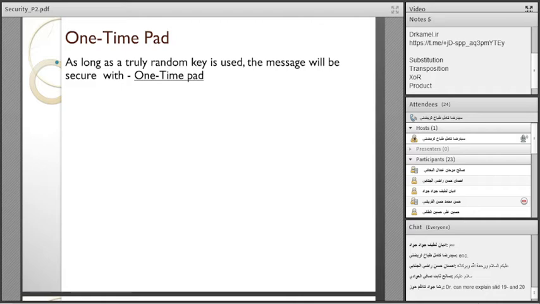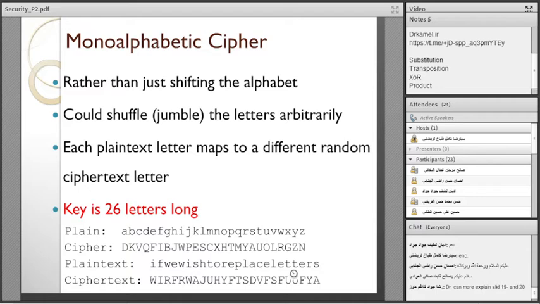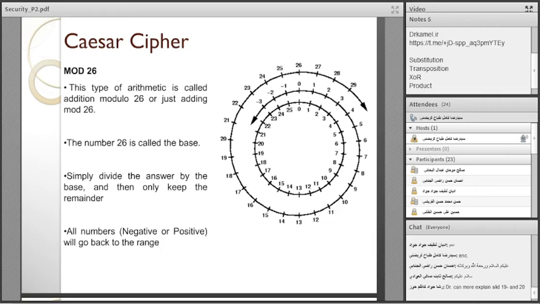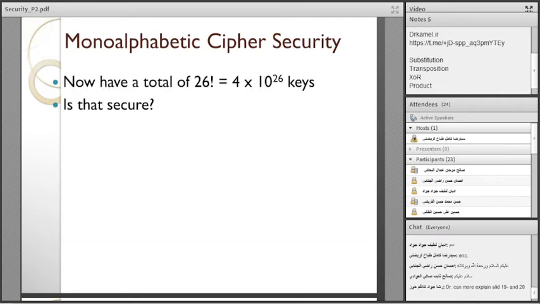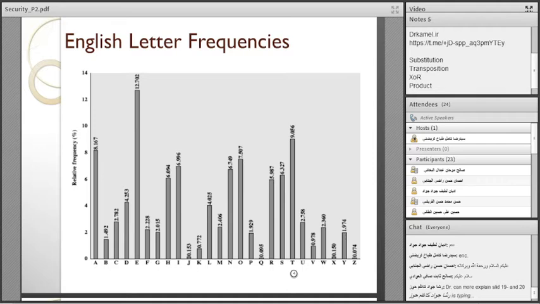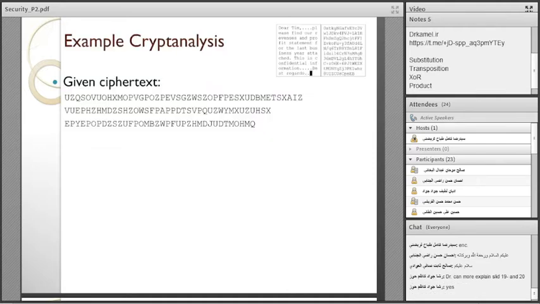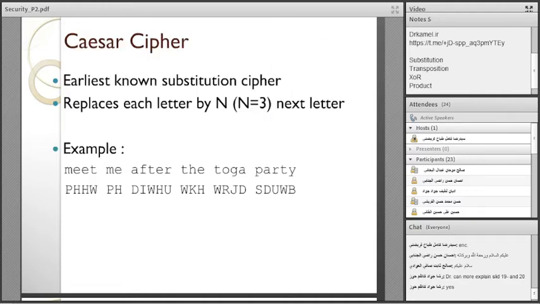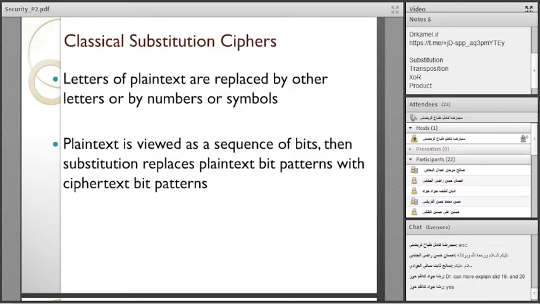So, slide 19 to 20. Okay, I will start from there. I will go back a little bit, so we can start from 15. Caesar cipher, classical substitution. This is the beginning of the substitution.